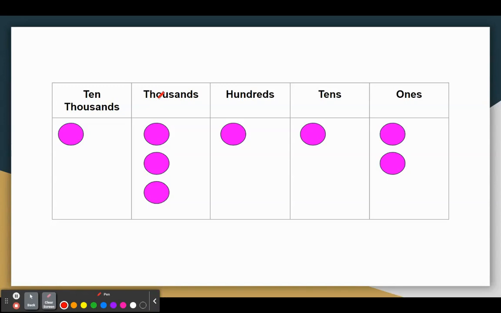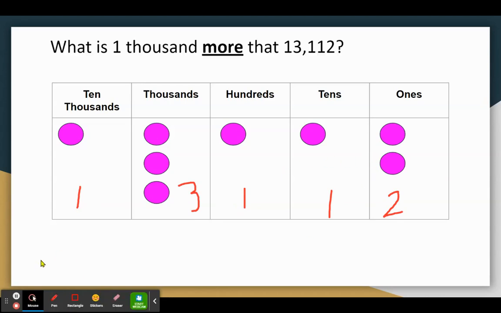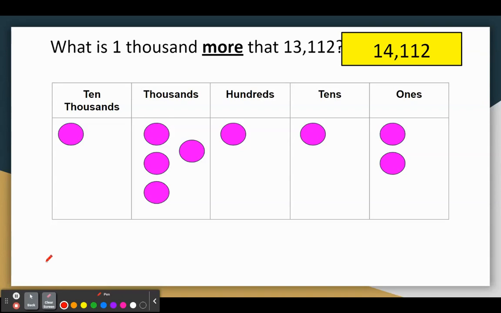Up here we have a new number. So this time we have a 10,000. So we have 1 10,000, 3 thousands, 1 hundred, 1 ten, and 2 ones. So our number is 13,112. So now what is 1,000 more than 13,112? If we add 1,000 more, then we will have 4 thousands. So now we have 1 10,000, 4 thousands, 1 hundred, 1 ten, and 2 ones. So our number is 14,112.